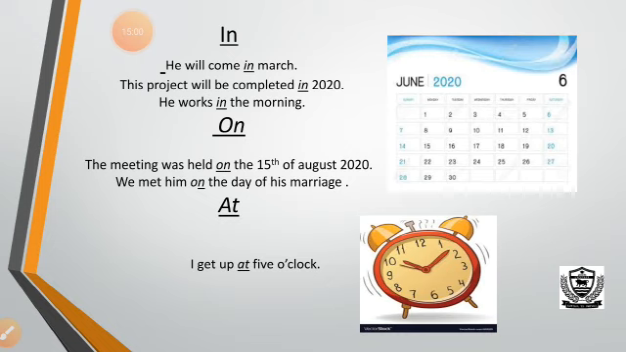Now we have some examples for in, on, and at. He will come in March, because in is used with the month of the calendar. This project will be completed in 2020. He works in the morning.